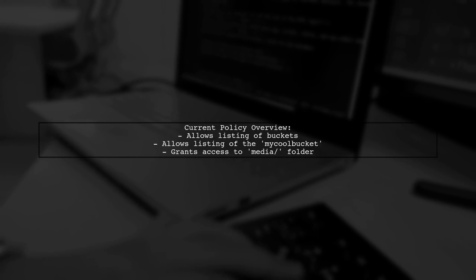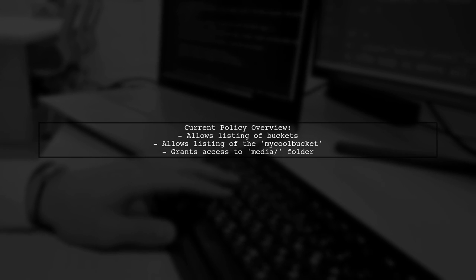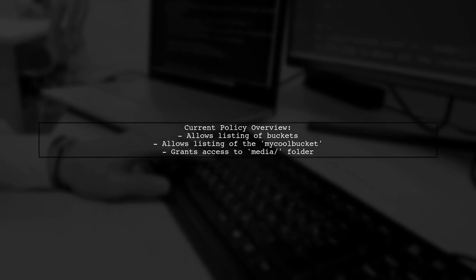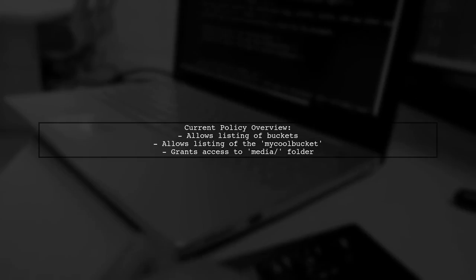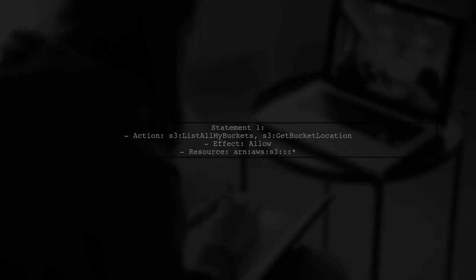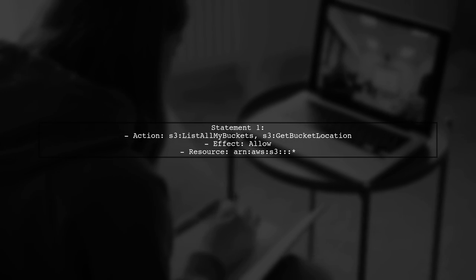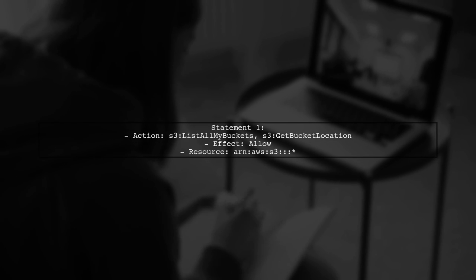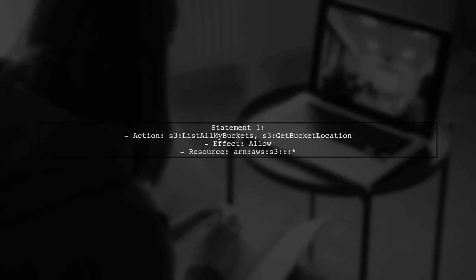To grant access to all subfolders in your Amazon S3 bucket, we need to adjust the policy you've created. Let's start by reviewing the current policy. The first statement allows the user to see the list of all buckets and their locations. This is fine, but it doesn't grant access to the contents of your specific bucket.